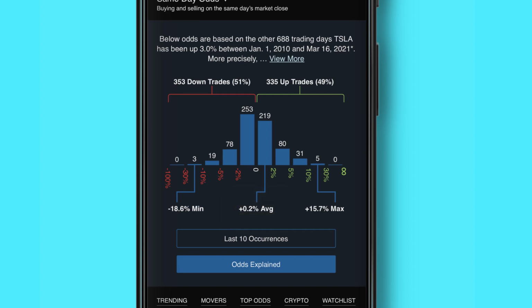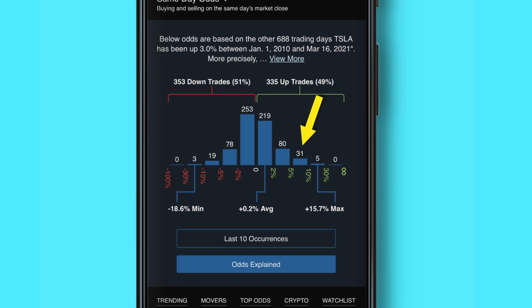On the day where Tesla continued to rise the most, you would have made a 15.7% return. And on the day where Tesla reversed and dropped the most, you would have made a negative 18.6% return. On the top, it shows the amount and percent of those trades that would have been positive and the amount that would have been negative. Finally, the bars on the graph help visualize the distribution of returns.